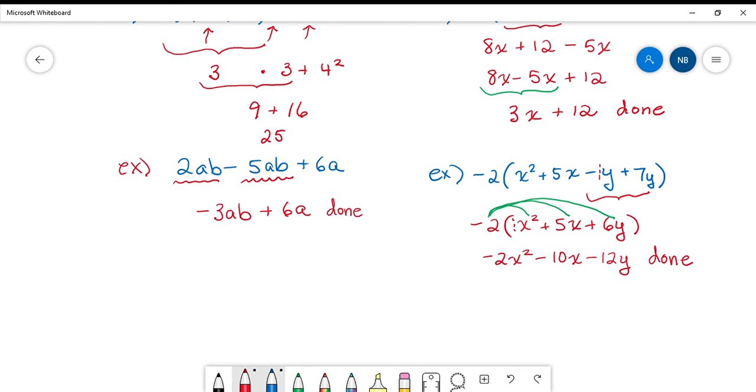Okay, that's a very simple explanation of simplifying algebraic expressions.